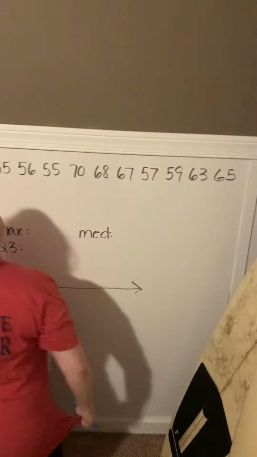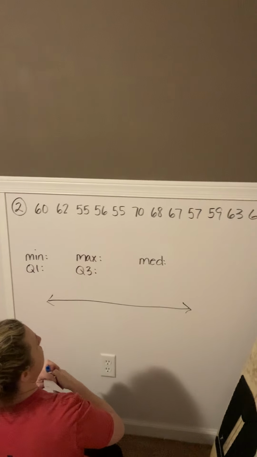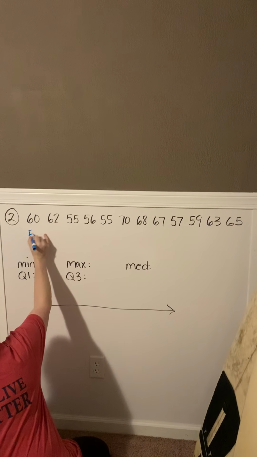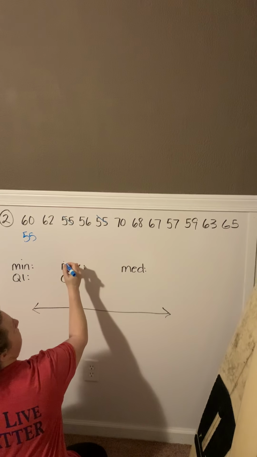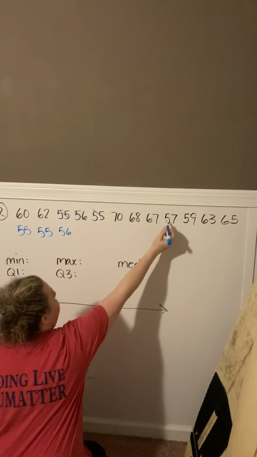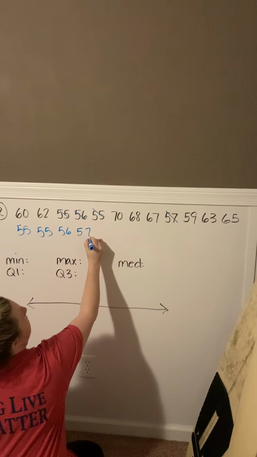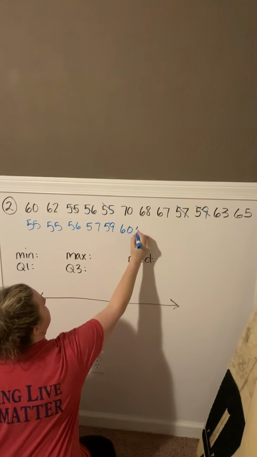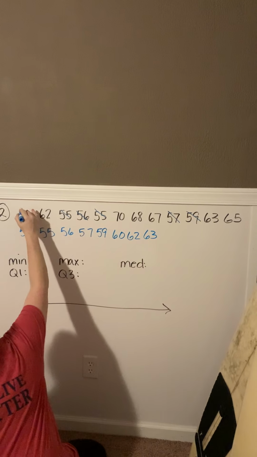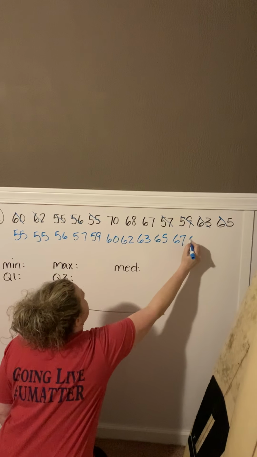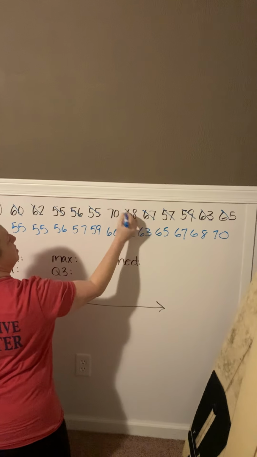And I'm going to ignore the surfboards. All right, so first thing we do is we're going to list this in order, least to greatest. So we have 55 2 times, then 56, 57, 59. Then we have 60, 62, 63, 65, 67, 68, and 70.